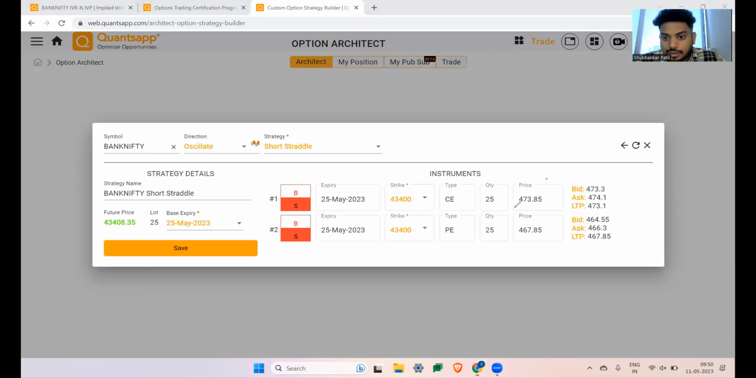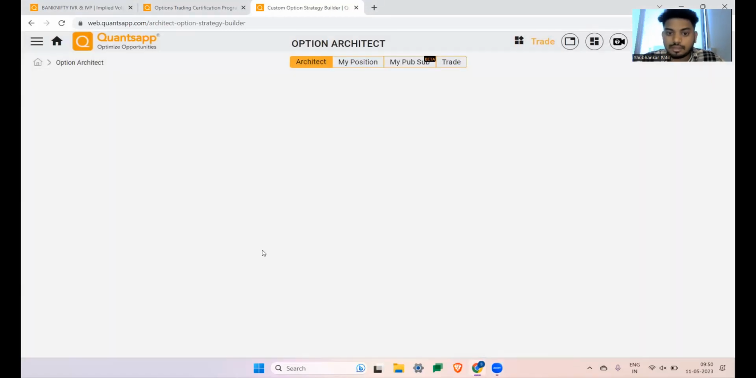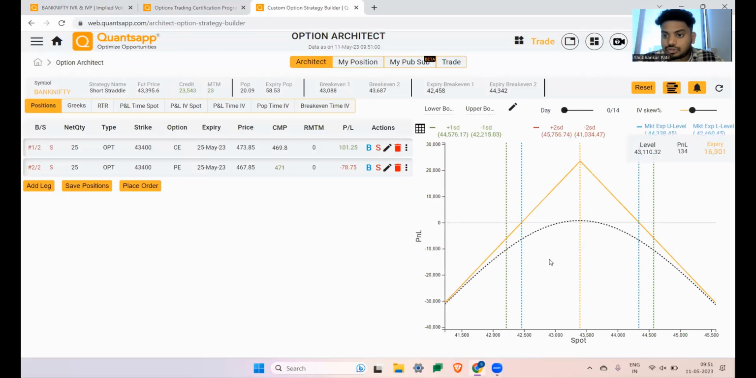Now, if you see, it is at 470 and roughly both the premiums are around 470. So if the IVs are at the top, that means the IVs will collapse, due to which this call premium will also collapse and the put premium will also collapse. And if I sell both of these, then I am monetizing implied volatility when it increases. So this is how a short straddle will look.